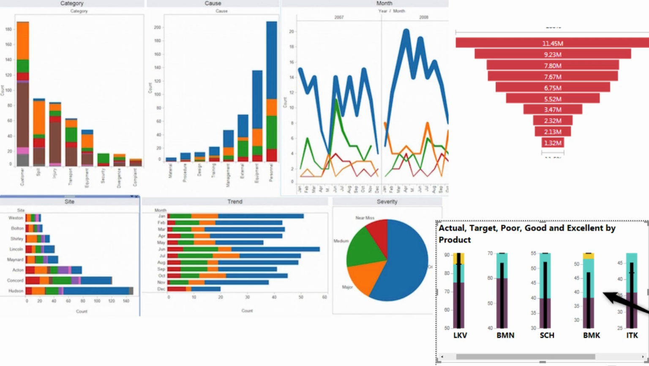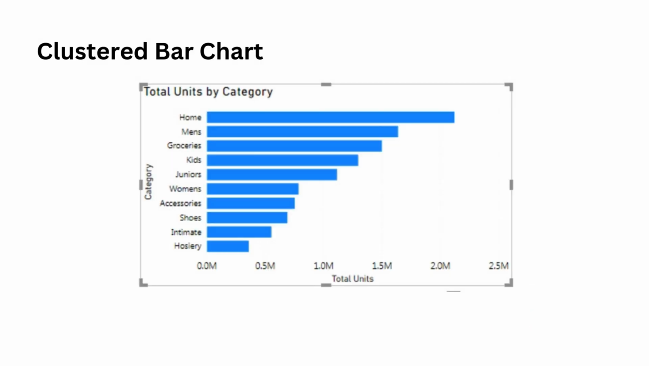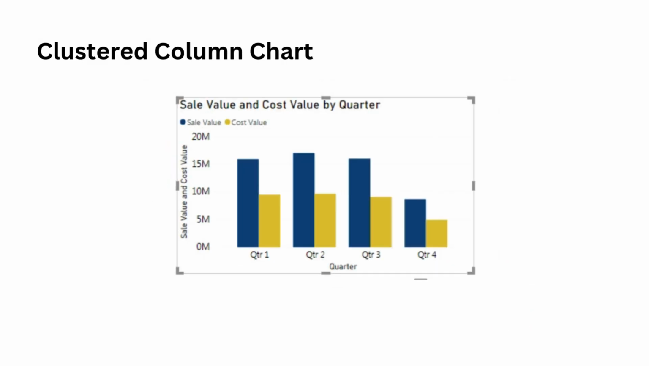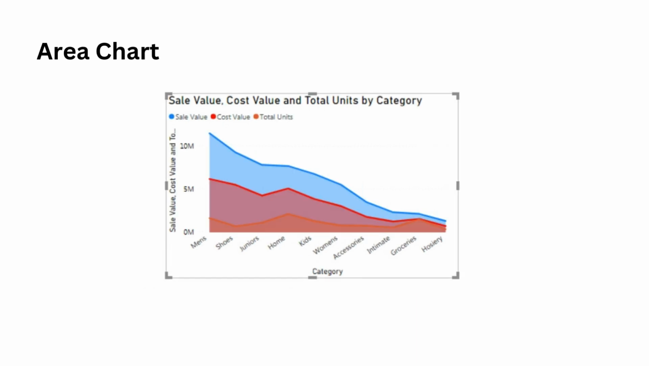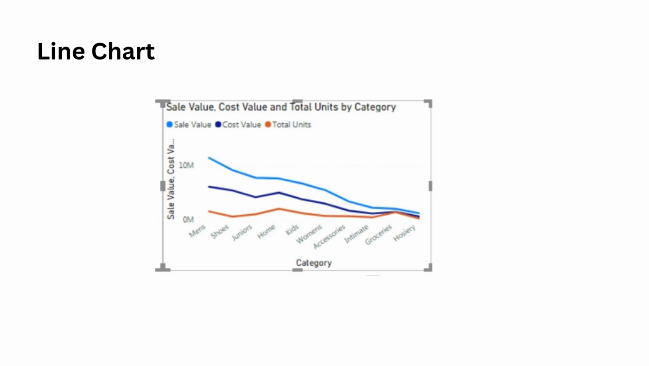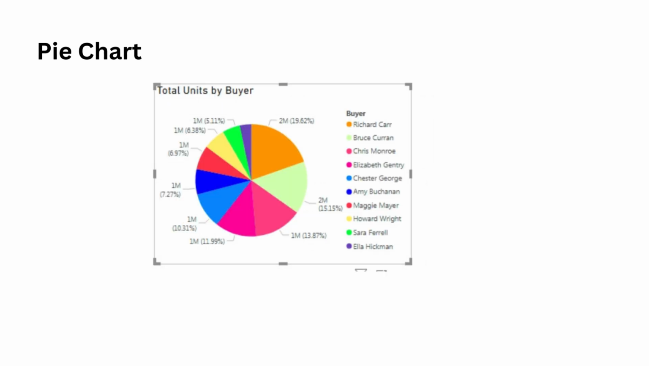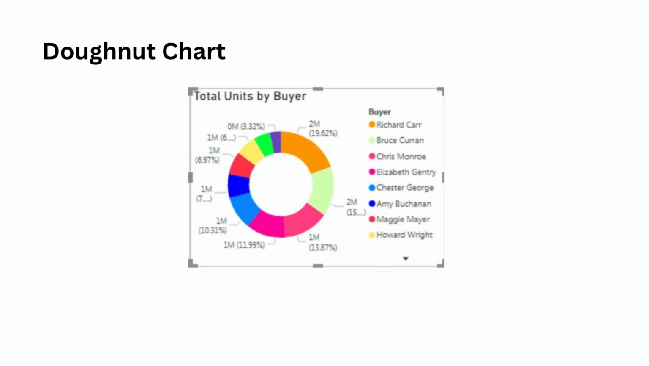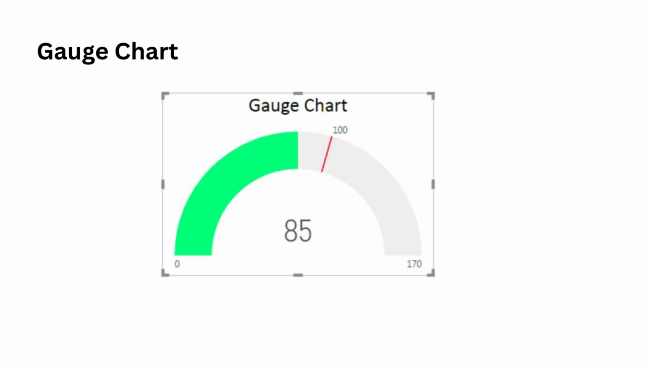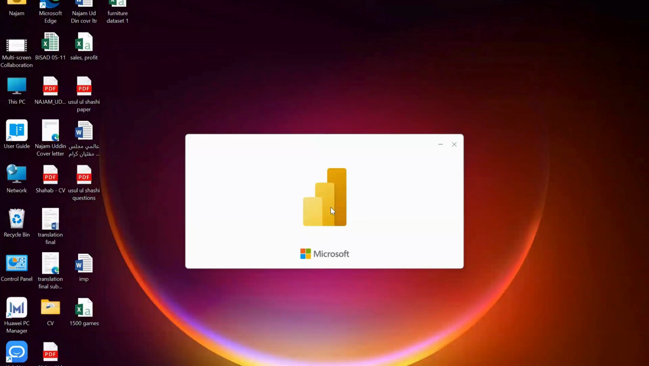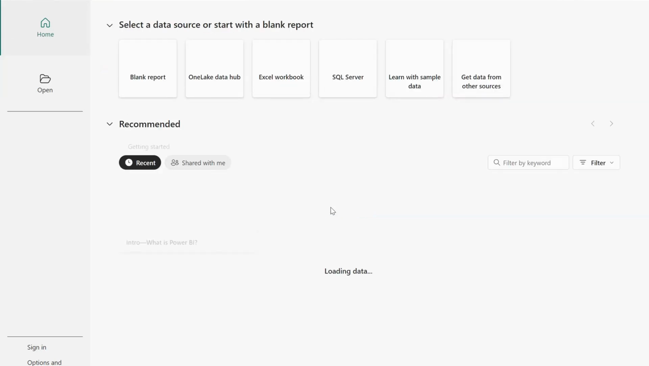Top 9 Types of Charts Visualization. Number 1. Clustered bar. Chart number 2. Clustered column. Chart number 3. Combo chart. Number 4. Area chart. Number 5. Line chart. Number 6. Pie chart. Number 7. Donut chart. Number 8. Funnel chart. Number 9. Gauge chart.